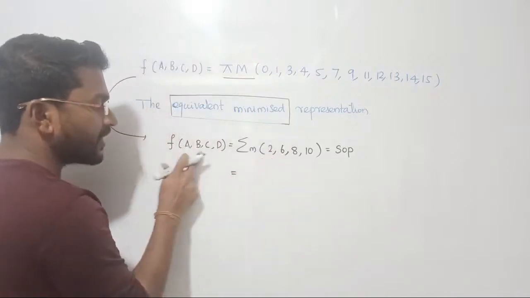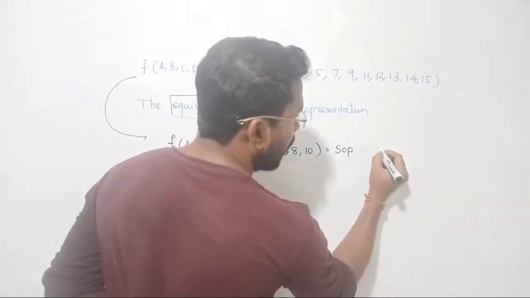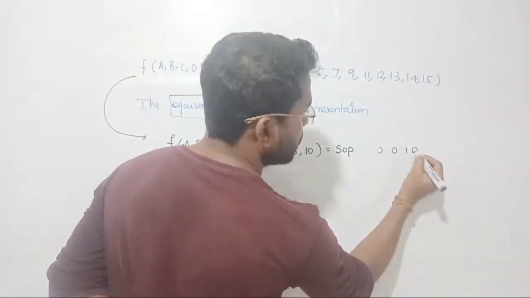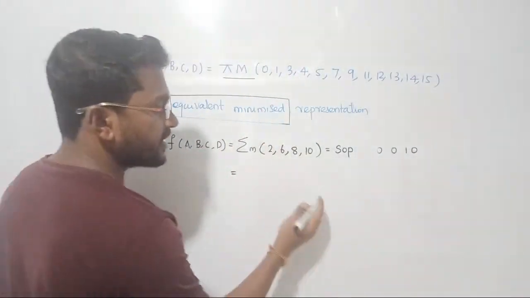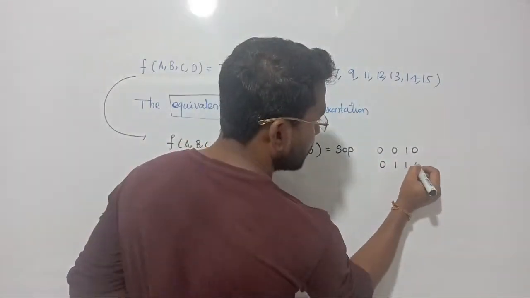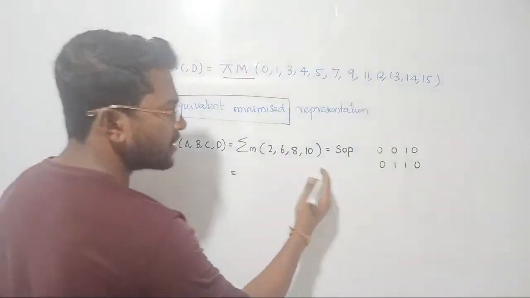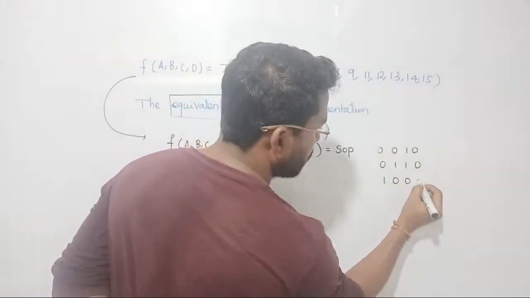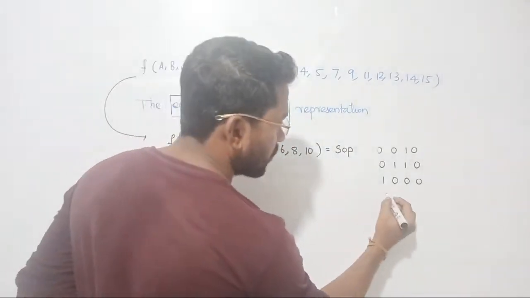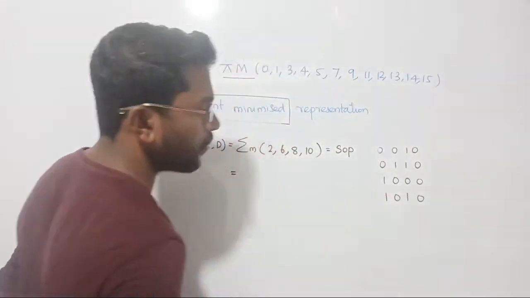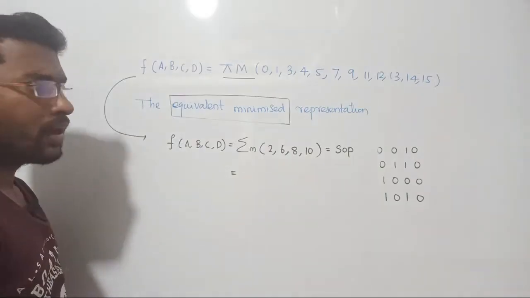See, for 2, since we are considering 4 variables, how will you write? For 2 we can consider 0 0 1 0, and for 6 we can consider 0 1 1 0. Yes or no? Exactly. For 8 we are requested to consider 1 0 0 0, and for 10 we are requested to consider 1 0 1 0. I hope I am correct.